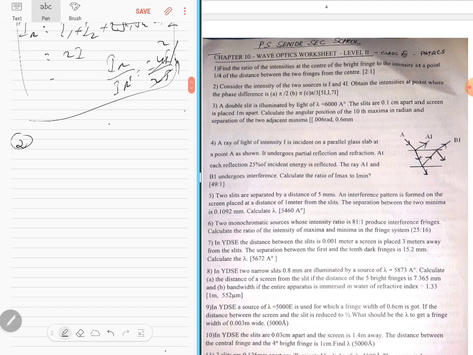Okay, next question. Consider the intensities of two sources. One is I, another is 4I. Obtain the intensity at a point where the phase difference is pi by 2. You know, 2 pi is the phase difference for path difference lambda. Now the phase difference is pi by 2. What is the path difference? Pi and pi get cancelled, and it's lambda by 2, so it will become lambda by 4. The path difference becomes lambda by 4.